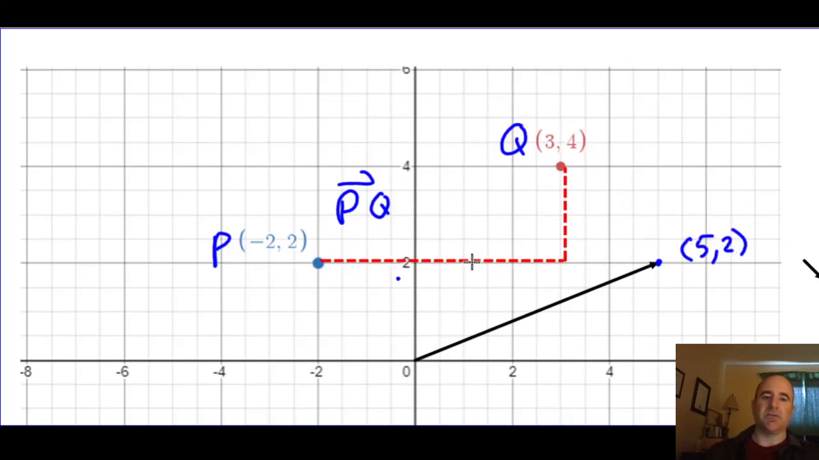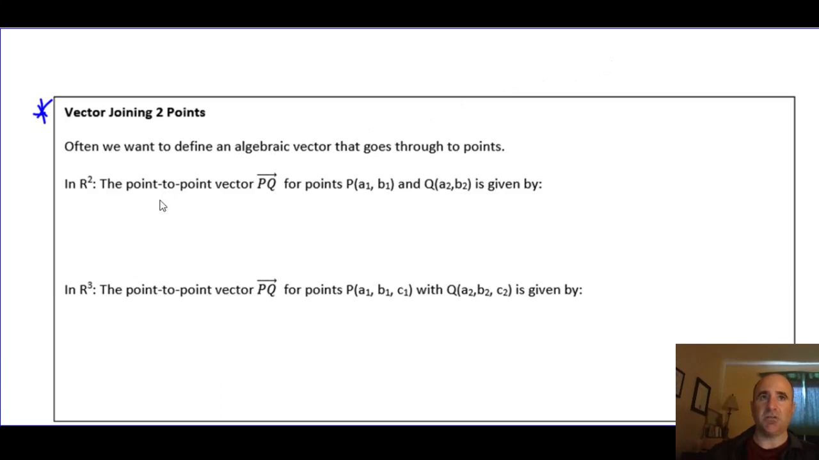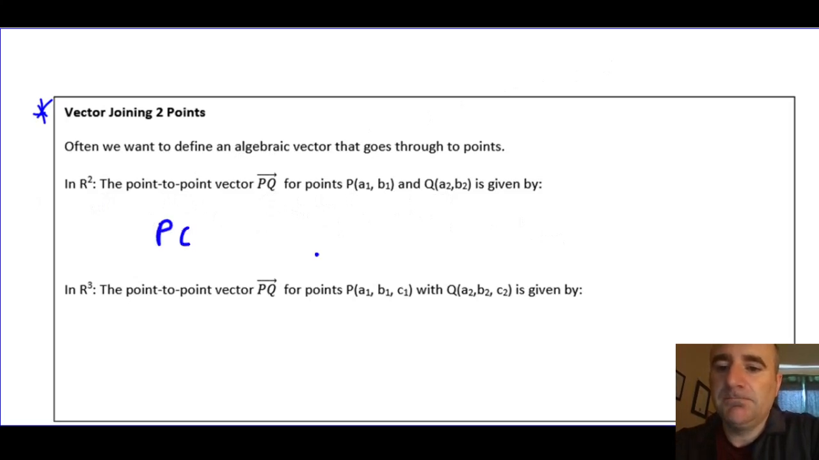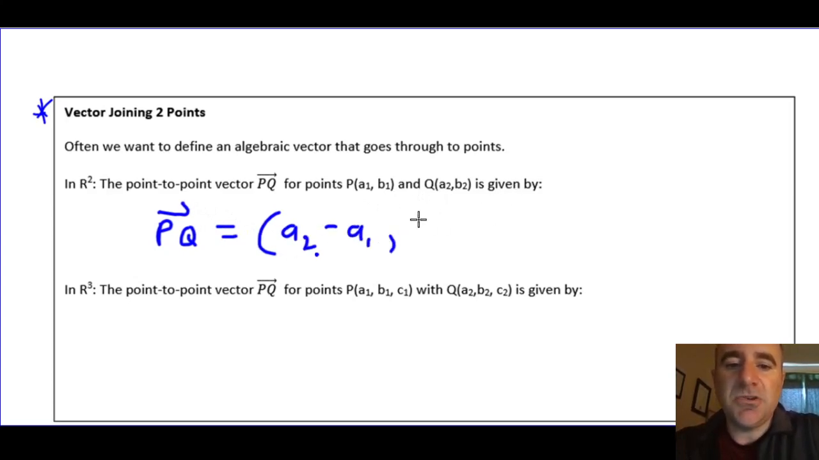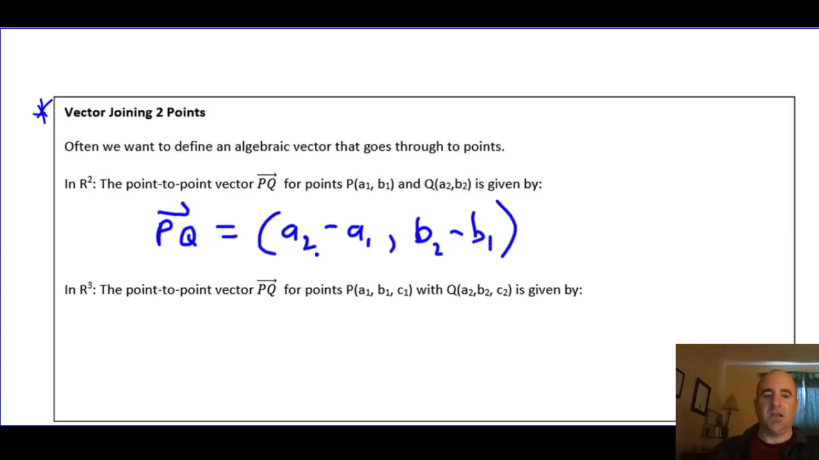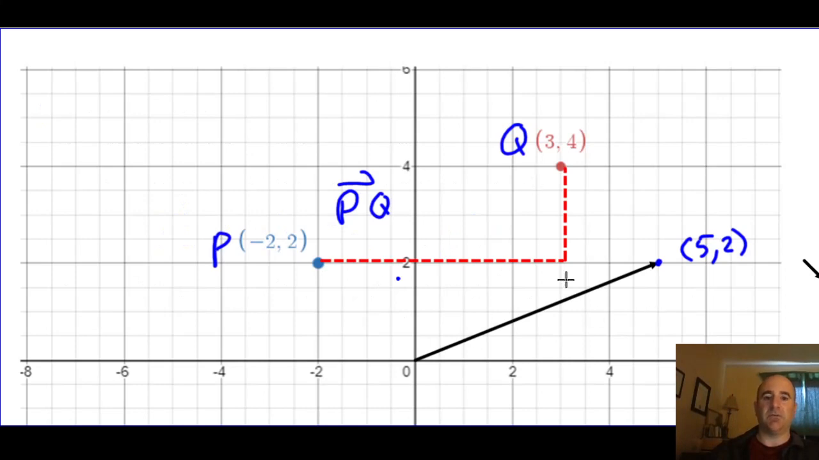It is very similar to calculating the slope of a line segment. So we can see in general that in R2, if we want to join points P and Q, the vector PQ is just going to be equal to (A2 minus A1, B2 minus B1), where A2 minus A1 is kind of like your run, and B2 minus B1 is kind of like your rise. And that picture shows it very clearly for one example.